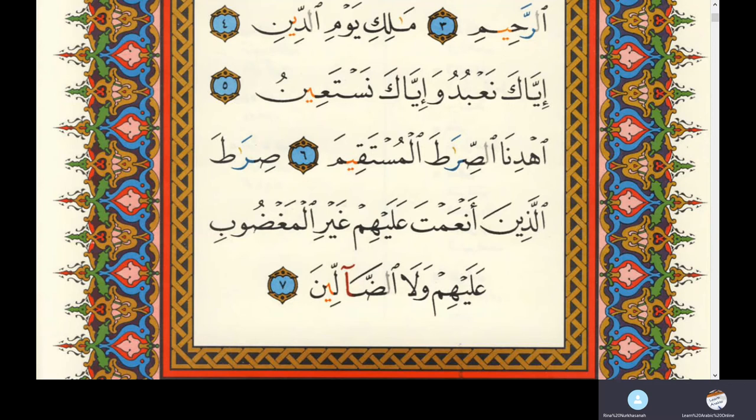Sirat is the path. Siratal ladhina, the path of those you bestowed the blessings upon. Alayhim, on those. Ghayr, not.